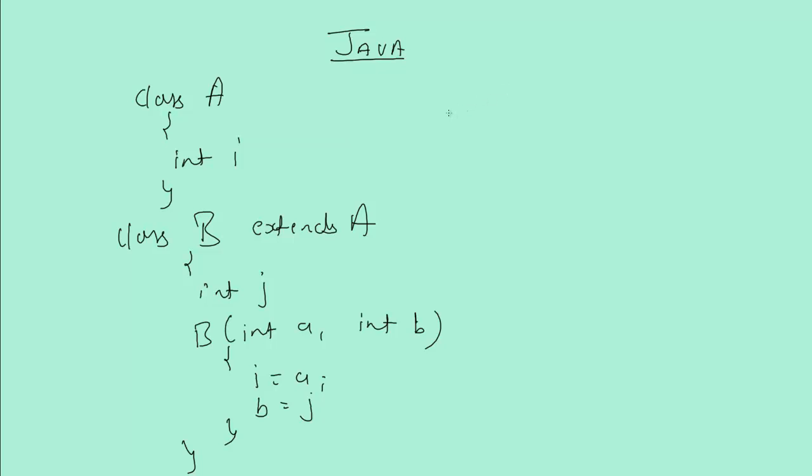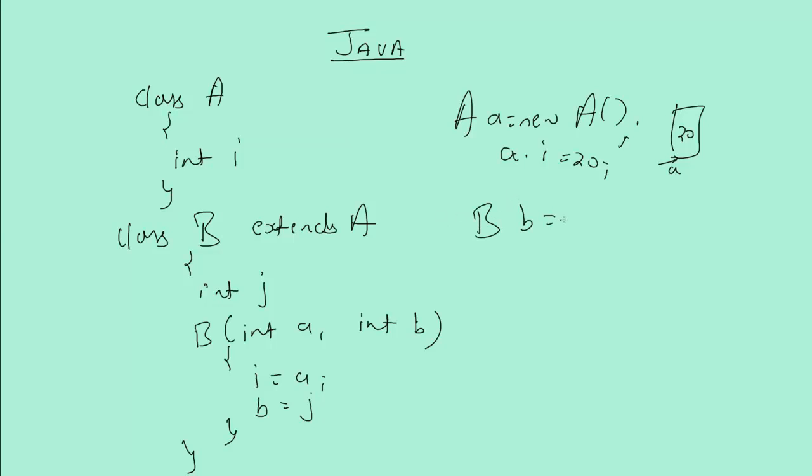Okay, now let me create an object, A a is equal to new A, and then say a dot i is equal to 20. So one object would have been created. In this the value would have been 20 referred by a. So no issues when I print, I'll be able to get this. But when I create an object, B b is equal to new B, what happens is I'll not be able to do this, right? The reason is I already have specified a constructor, so I need to pass the respective arguments. Let me pass 1 and 2.